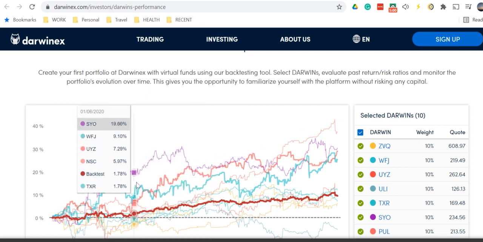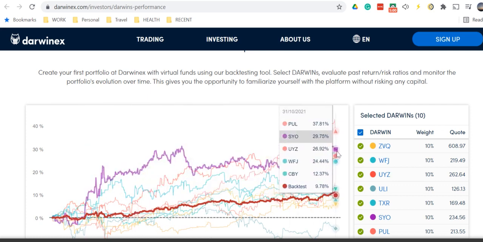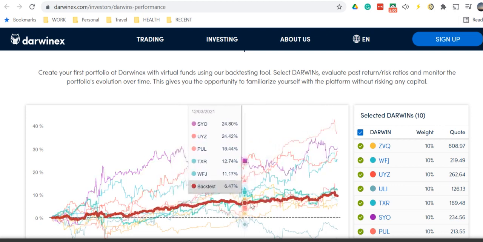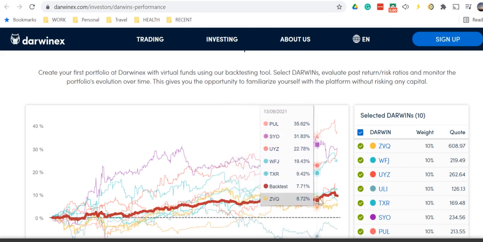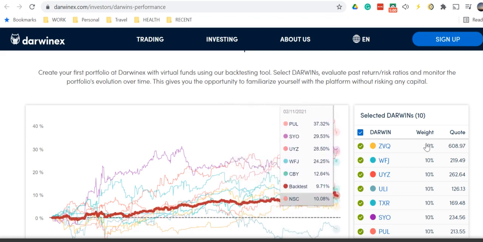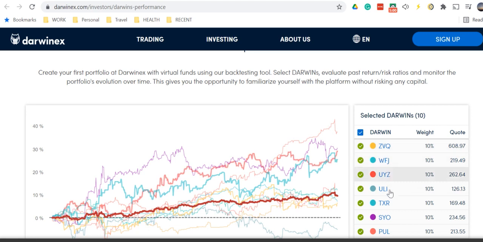This is one year's worth of trading in terms of the gains that have been made by these traders. The dark brownish red line is the average for this portfolio. There's a weighting of 10% in each of these particular Darwins or traders.